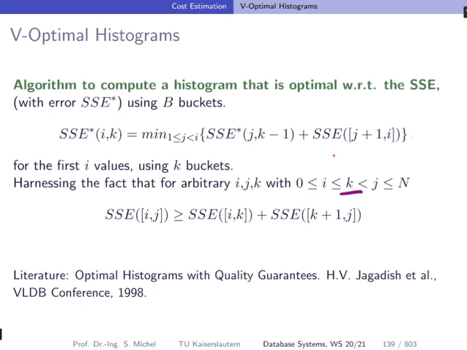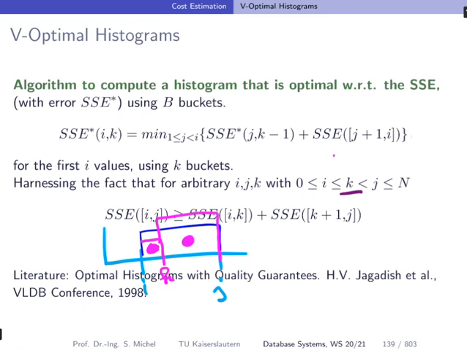What does it mean? If you have a range, an interval from i to j, what this says is basically that the sum squared error of this histogram is bigger or equal than if we would give ourselves one more bucket. In this case, exactly here, for instance, if we have a histogram consisting of this bucket, and let's say this bucket, then the sum squared error of the blue one is bigger than the sum squared error of this one plus the sum squared error of this one.